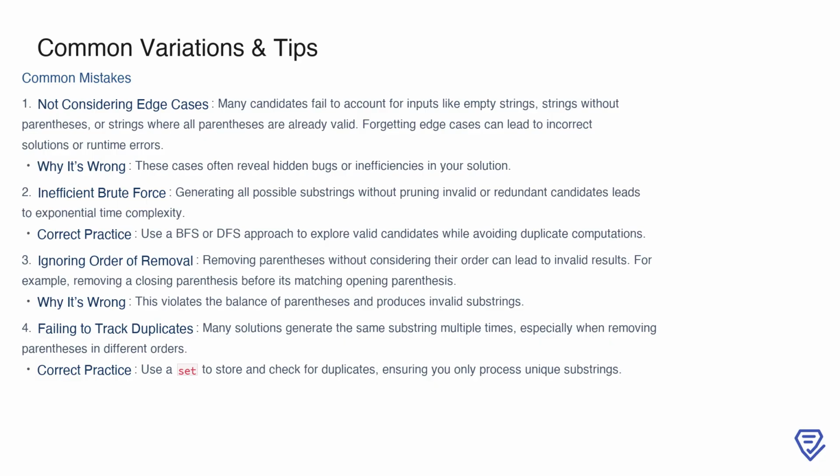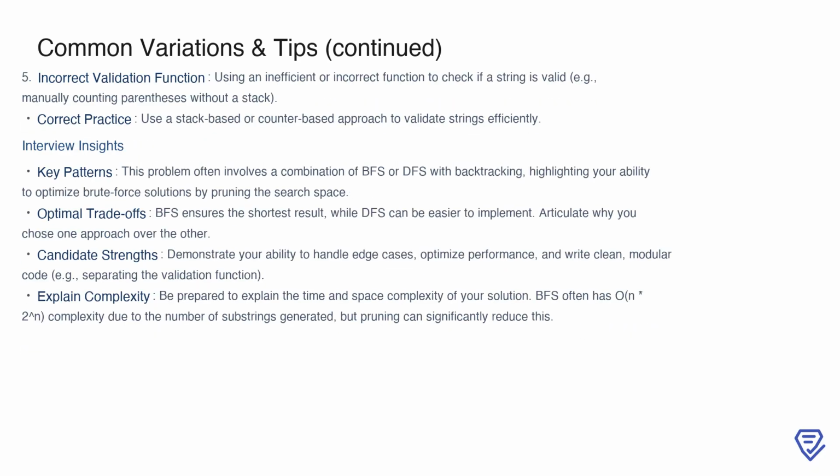Finally, neglecting to track duplicates is a frequent error. This happens when the same substring is generated multiple times, especially if parentheses are removed in different orders. To prevent this, using a set to store unique substrings ensures that each one is processed only once, keeping your solution efficient and correct. An incorrect validation function is another pitfall to avoid.